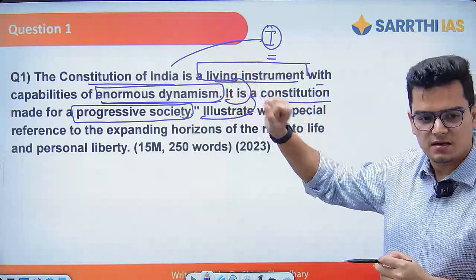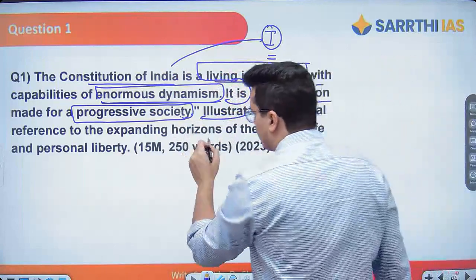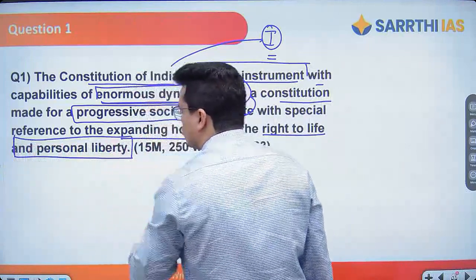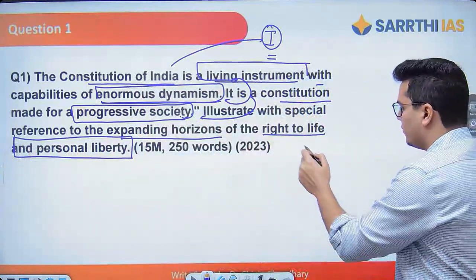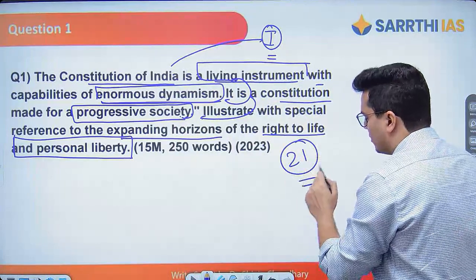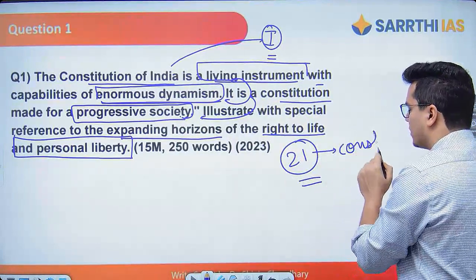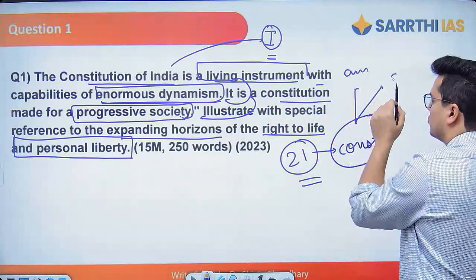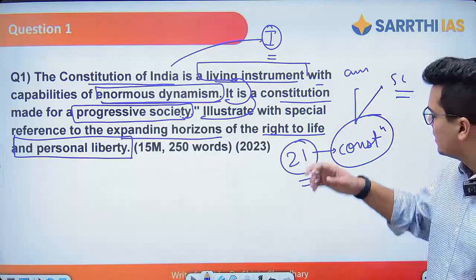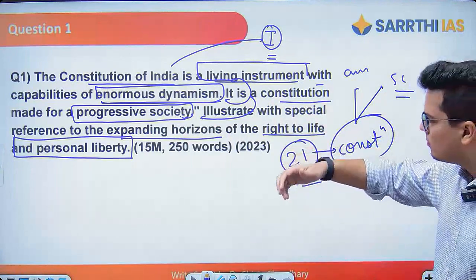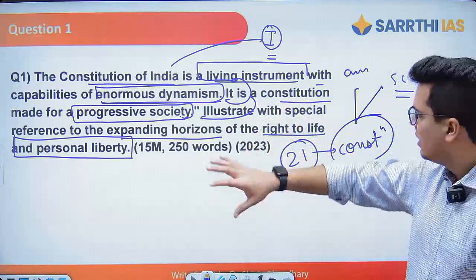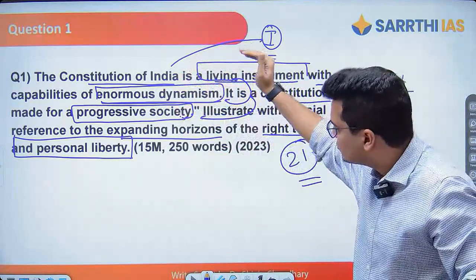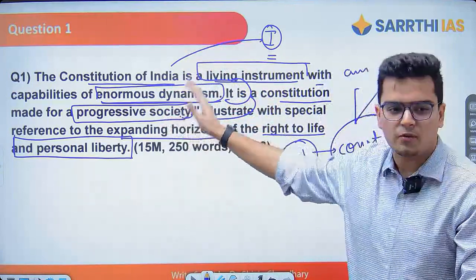We have to illustrate these three things. How? With reference to expanding horizons of the right to life and personal liberty. So we have to show how the evolution and expansion of Article 21 in our constitutional framework. This can be certain amendments, this can be certain Supreme Court cases. How Article 21 has evolved to expand and become a very big right, and this evolution must demonstrate the statement that we have shown dynamism and we are a constitution for a progressive society.